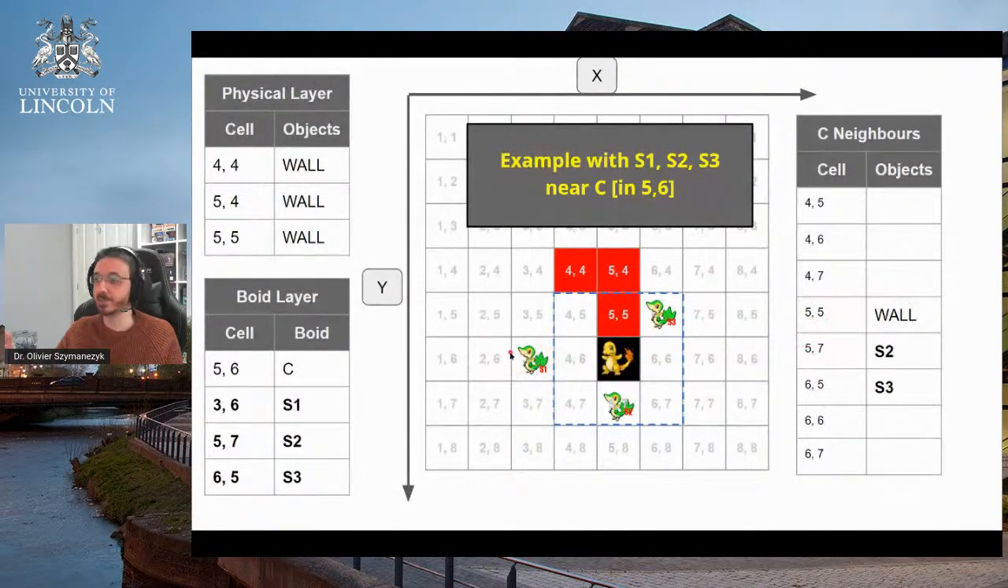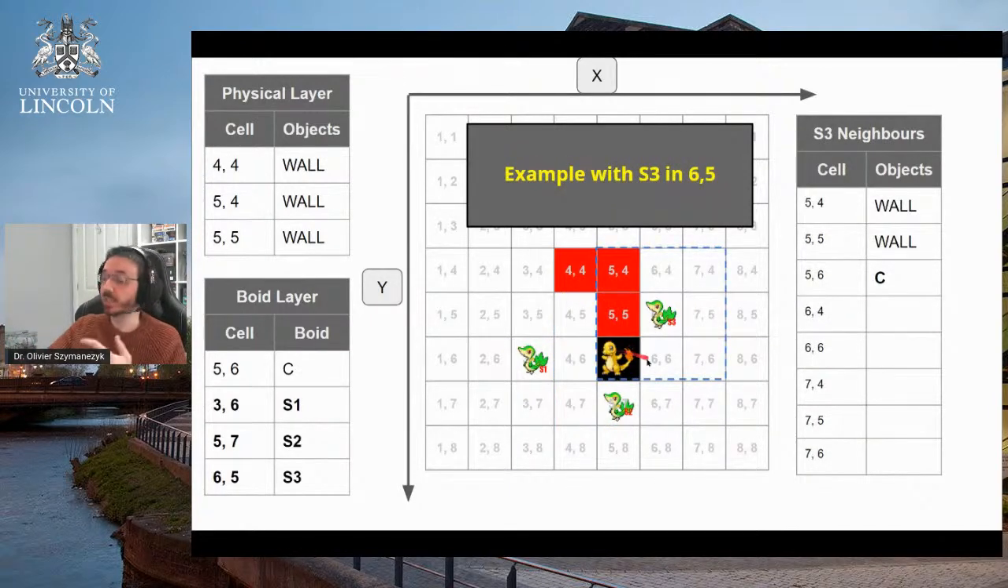We don't need to care about this particular one. Great, we reduce the algorithm's search space a lot. And of course, we can do that for each other individual, not only for this particular Charmander. So for instance, if we take Snivy 3, we can find out the neighbors of Snivy 3 are wall, wall, C. Great. Of course, here I'm searching only with a depth of 1, but we can increase that depth as well if we want to.